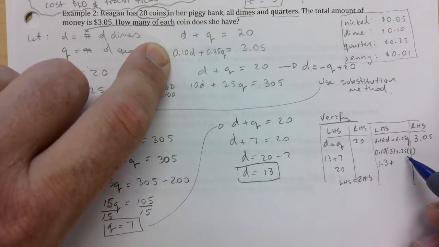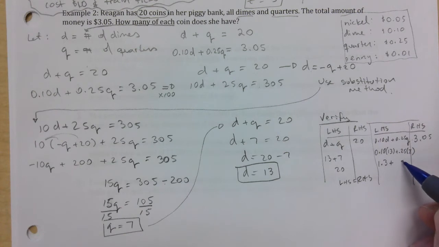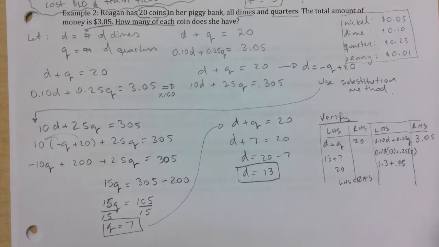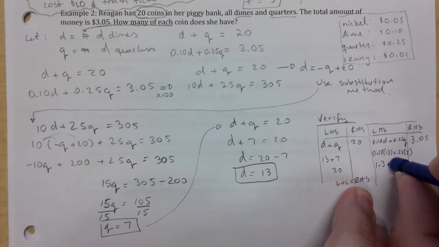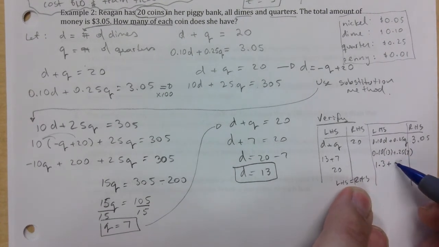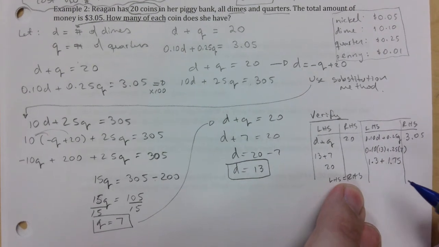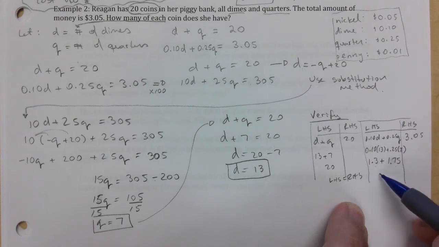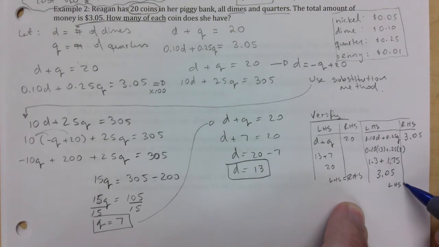Plus 7 times... No, that's not right. Sorry, that's my bad. Because 8 quarters would be $2, right? So it's $1.75 there. There you go. That's better. So 1.30 and 1.75 adds up to 3.05. So left-hand side is equal to right-hand side.